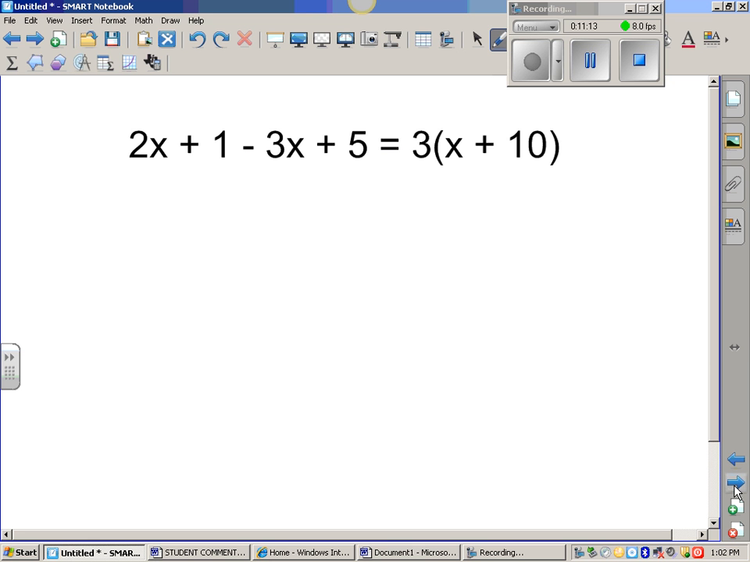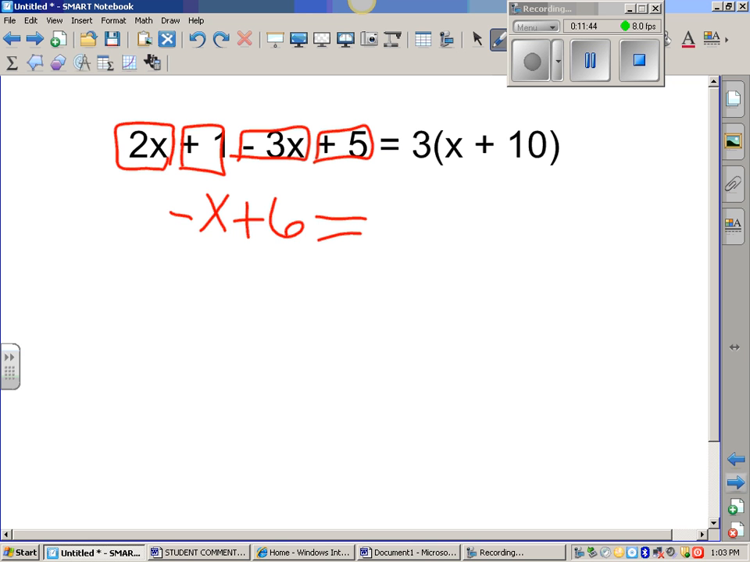Okay, you have to combine like terms, so you need to do 2x minus 3x, so you end up getting negative 1x or negative x, and then you add 5 and 6, and you get plus 6. Why are you boxing in the sign in front? Because you need to, or you'll get confused and end up adding or subtracting wrong. Because the sign in front is just as important as the number itself. And then you have to distribute 3 times x and 3 times 10, so you'll get 3x plus 30.